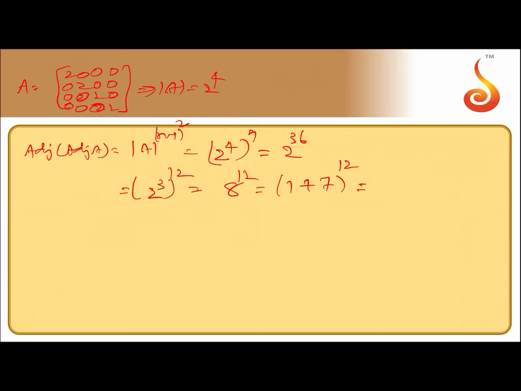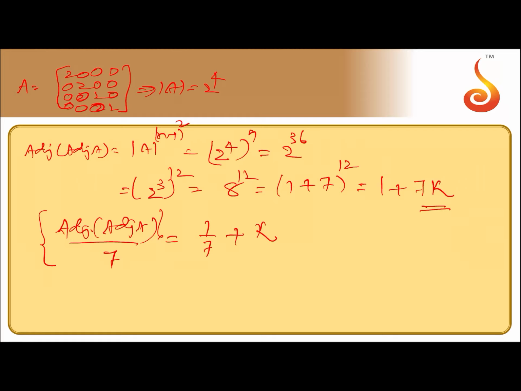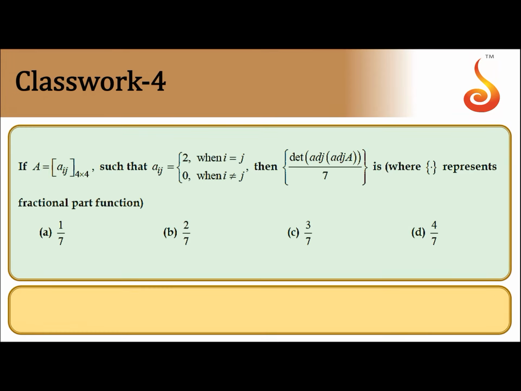By using binomial expansion of this, it gives us 1 plus 7 times k, because you get a multiple of 7 in a binomial expansion. And therefore, when you divide by 7, it gives us 1 by 7 plus an integral value. So the fractional part of this particular number is equal to 1 by 7 only. So the answer is equal to 1 by 7.